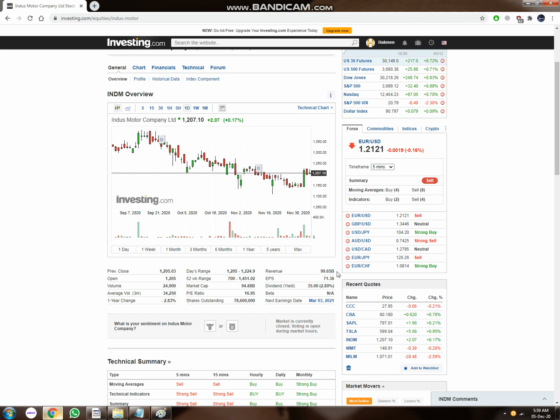Now by looking at its revenue, its revenue is positive. It shows signs of positiveness, like it is positive 99.65 billion rupees. If the revenue is negative, it is not good to invest in that stock. Now the EPS is the same. It is also showing a sign of positive, meaning that the stock is also going upward. As you can see, it gained momentum at this level.